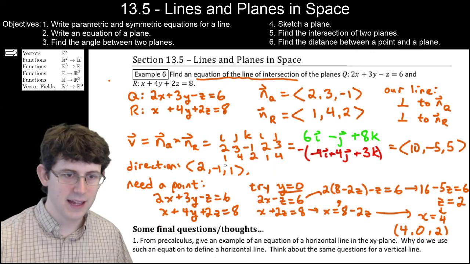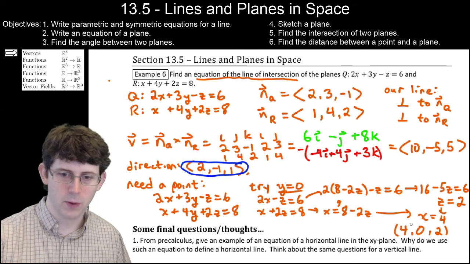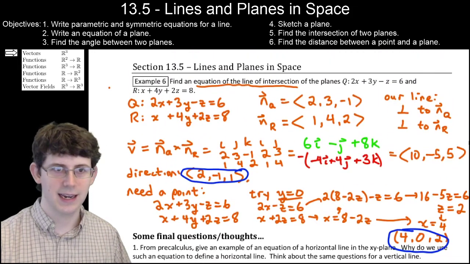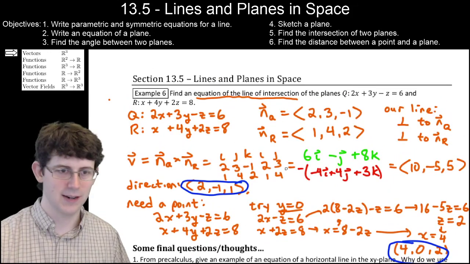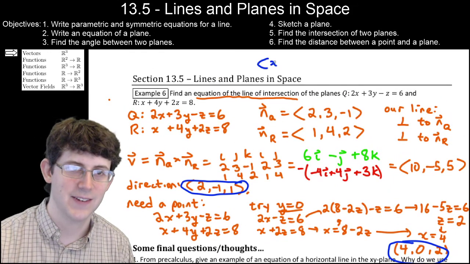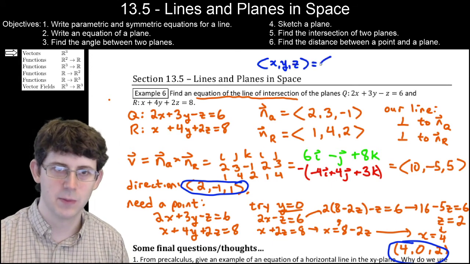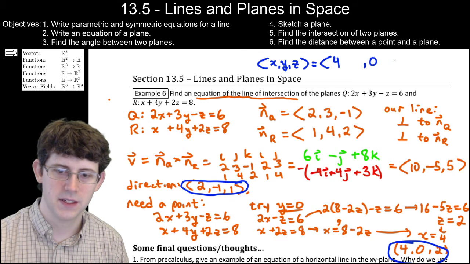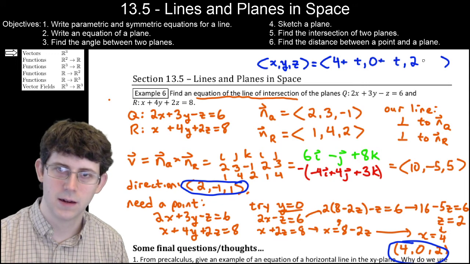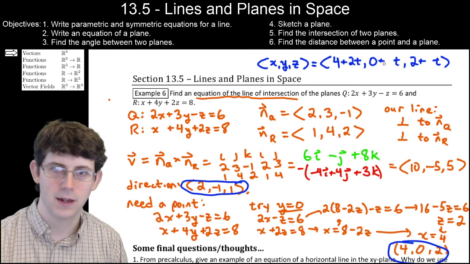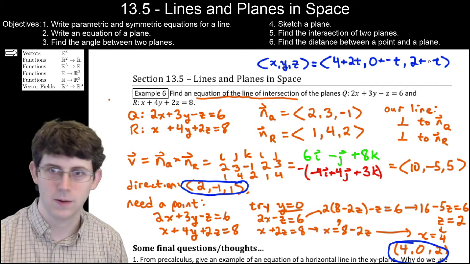So how do I combine these together? Well, I have a direction and I have a point. So I can combine those together to get an equation for the line. I am completely out of space. I'll write the equation in vector form, and I'll just write it up here. It's the base point, 4, 0, 2, plus a parameter times the direction that we're headed, which was 2, minus 1, 1.